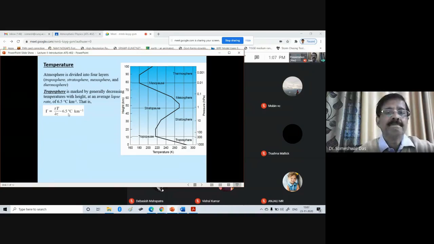And when it is moist, saturated, then the lapse rate is less. It will lose temperature at a lower rate, and that is called the saturated adiabatic lapse rate, approximately 4 degrees centigrade per kilometer. The dry adiabatic lapse rate is about 10 degrees centigrade per kilometer. And this is supposed to be the normal lapse rate, which is about 6.5 degrees centigrade per kilometer.